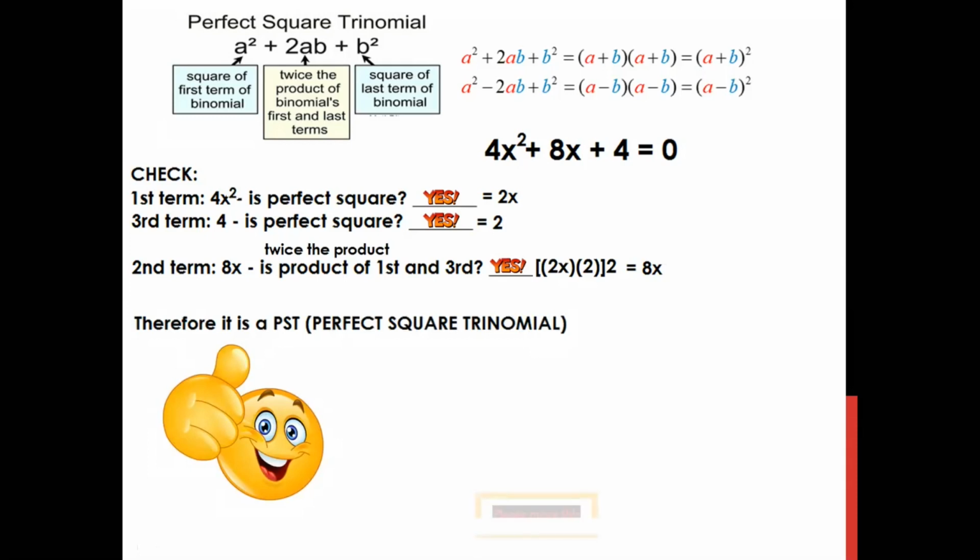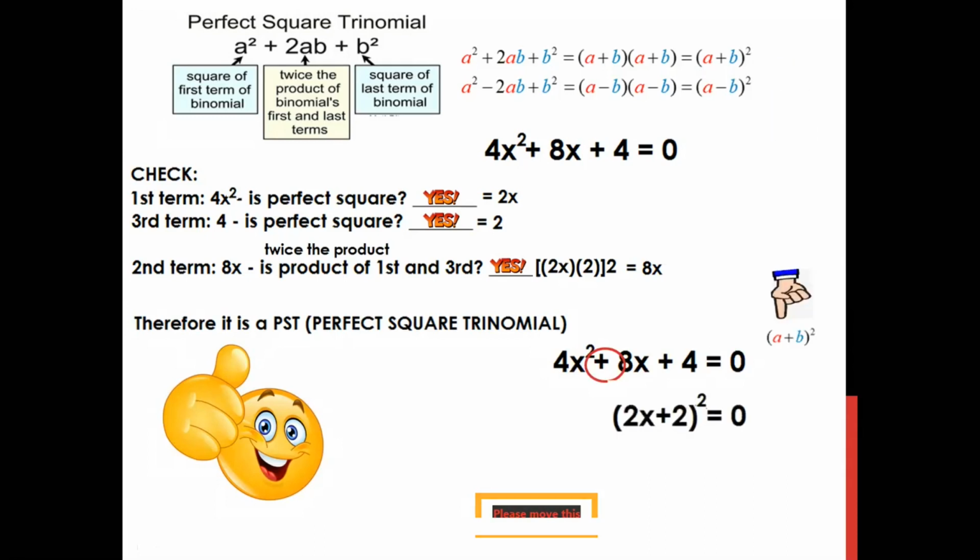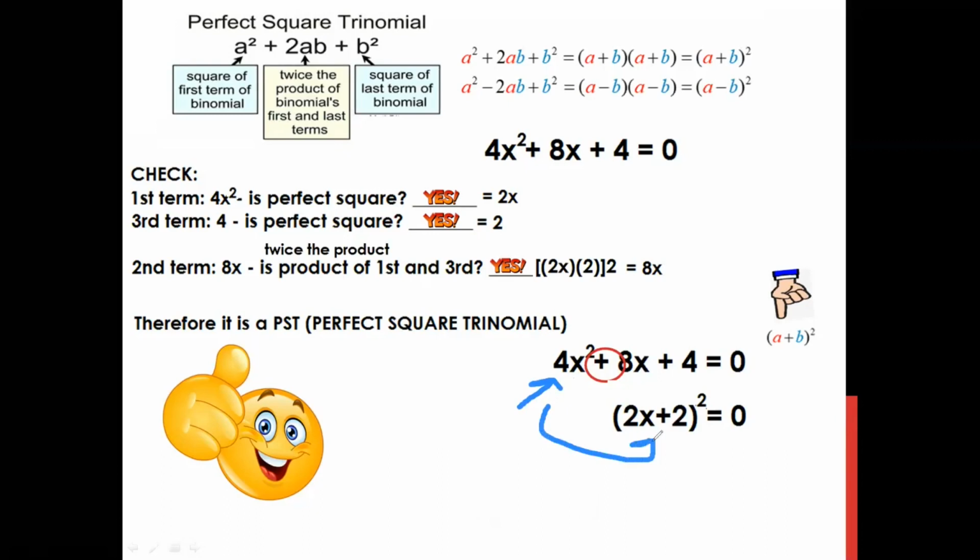So all we need is to copy the square roots of our first and last terms. 4x squared plus 8x plus 4 is equal to 0. It is positive, so we use the positive factor. The square root of 4x squared is 2x, then the square root of 4 is 2. The sign in the second term is positive, so this will be positive.